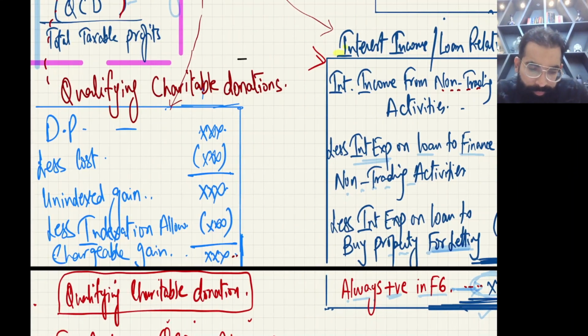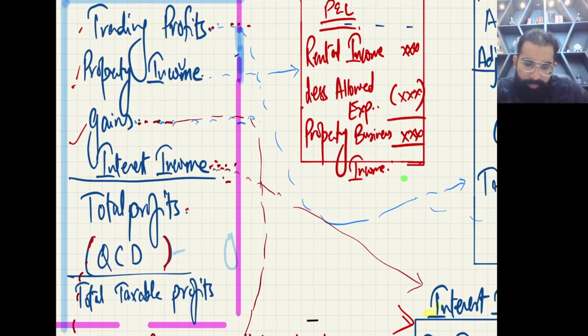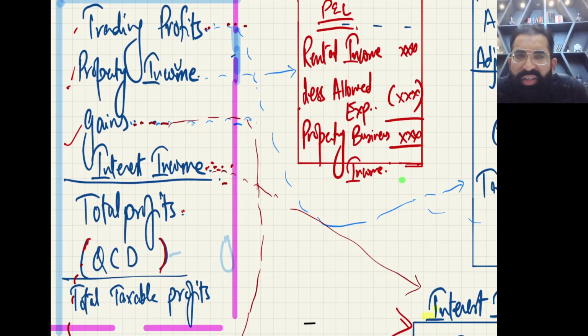Okay, now this is the format. Let's come to the format again. The first thing which comes is straight. There is only one column in corporation tax, as compared to individuals, where there are three columns: non-savings, interest and dividend. In corporation tax, only one column. So the first thing is trading profits.